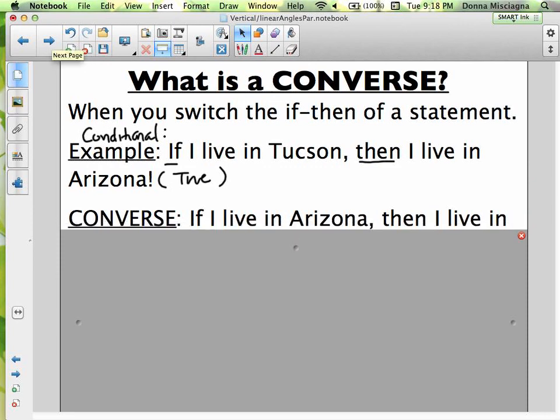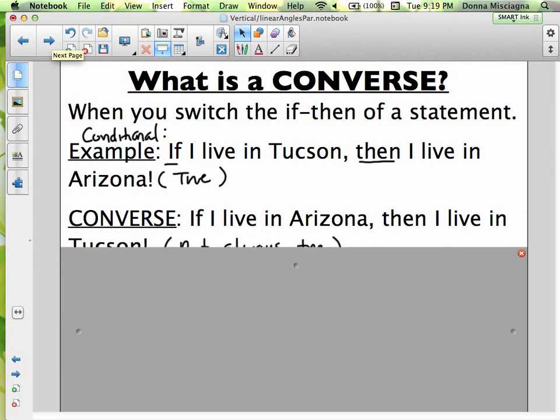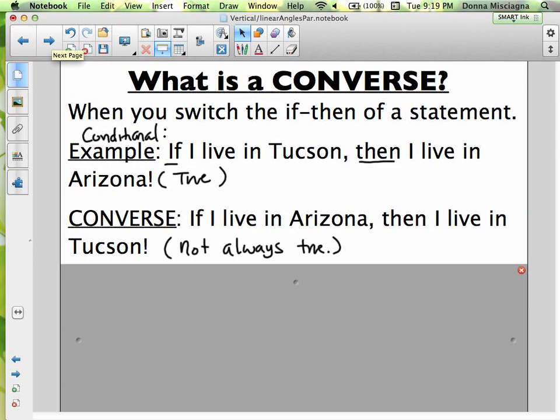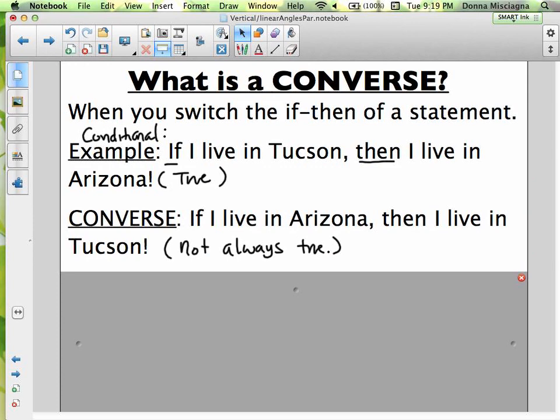If we switch the hypothesis, the if part, with the conclusion, the then part, we have, if I live in Arizona, then I live in Tucson. Well, that's not always true. Just because you live in Arizona doesn't mean you live in Tucson. You might live in Phoenix or Flagstaff or the town of Yuma. It doesn't mean you have to live in Tucson.